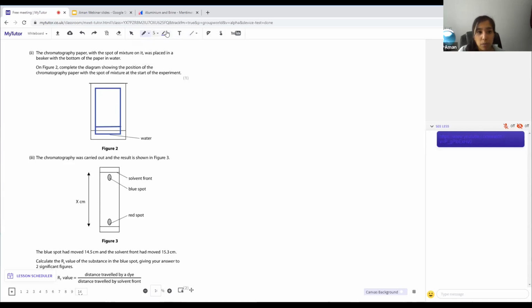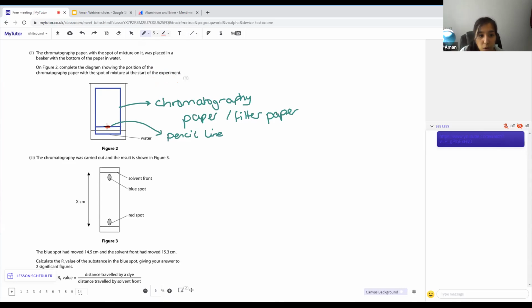When we are labeling this, we need to say this is our chromatography paper or our filter paper, whichever you prefer to say. We need to say that this here is the pencil line. And what's vital is that the pencil line is above the solvent line. And then we need to draw our spot of ink. That's the only thing missing. So if we draw our spot of ink, like so, try and make sure it's a rounded blot with the center in the pencil line. Good. Well done, everyone that gave me answers to that and tried to answer it.